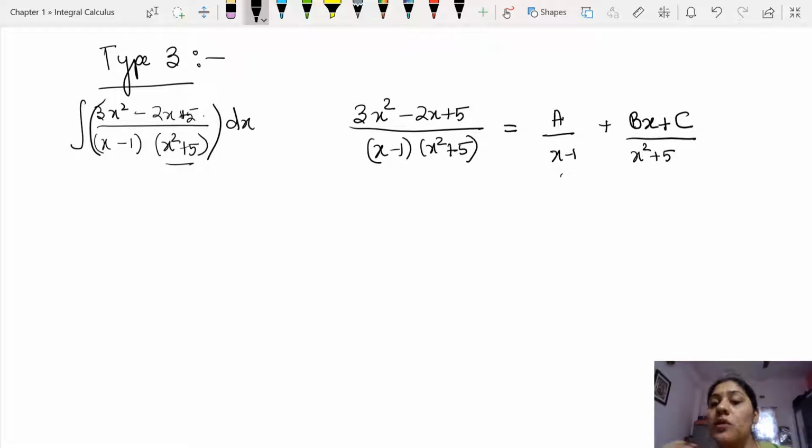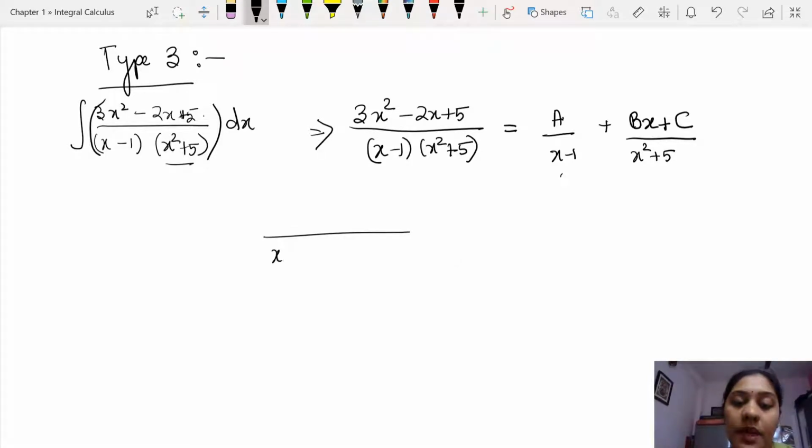This, when you multiply, also will become a quadratic. That is the reason behind writing it like this. Okay, so the next step is to take the LCM. When you take the LCM, the left hand side remains as it is: x minus 1 into x square plus 5.